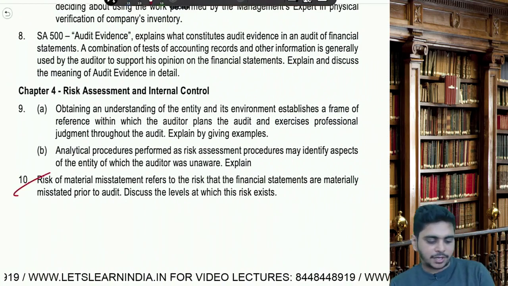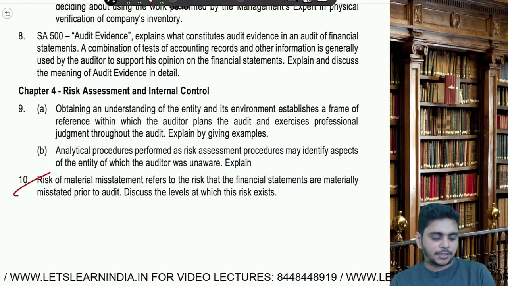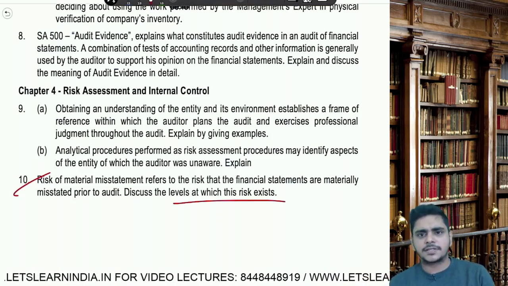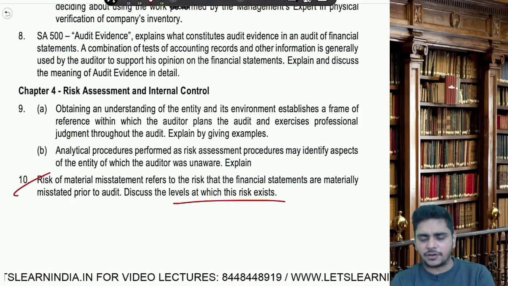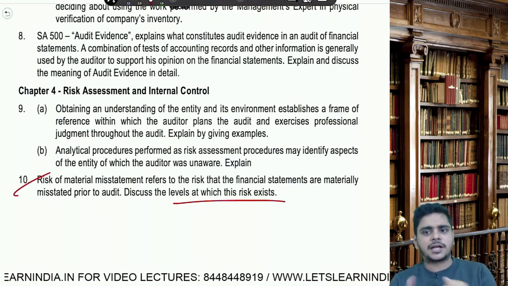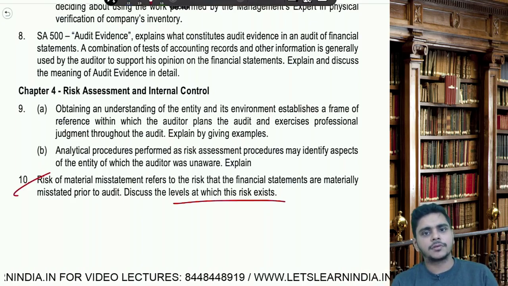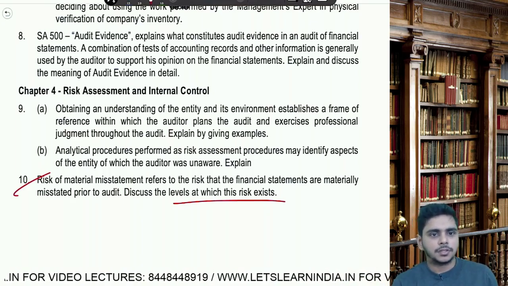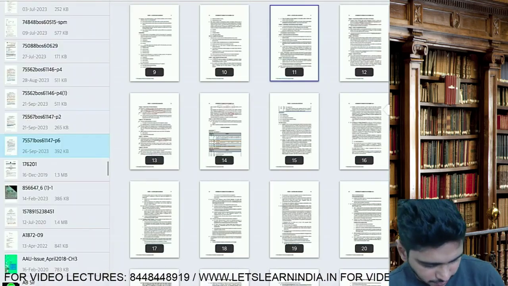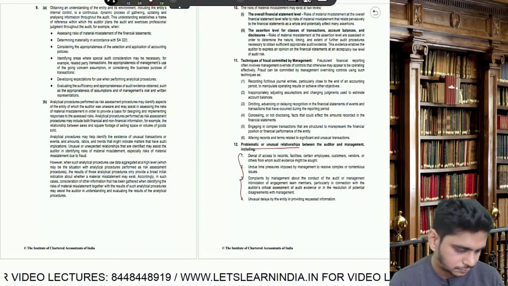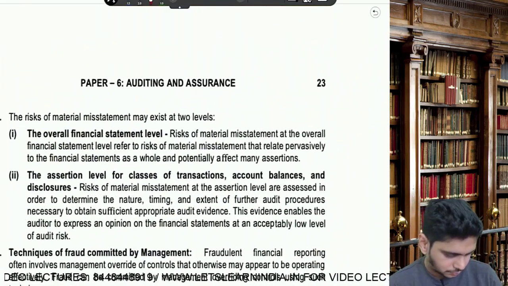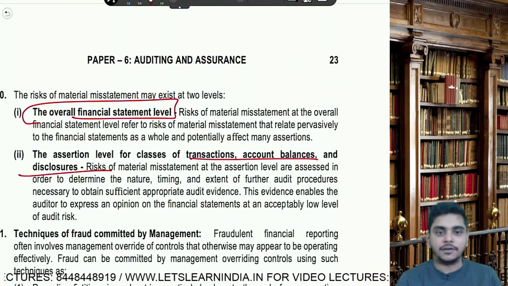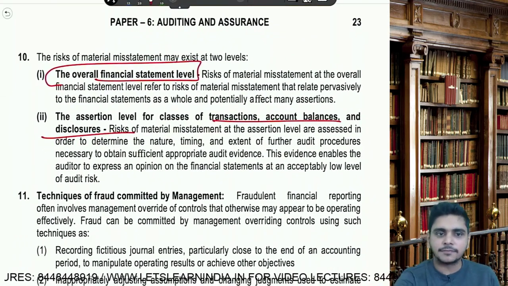Risk of material misstatement refers to the risk that the FS are materially misstated prior to the audit. Discuss the level at which risk exists. So risk exists at FS level and at TABD level, if you remember. FS level is overall level, TABD is transaction, account balance and disclosures. Now let's check the answer, 10th answer. Overall FS level and TABD level. Read this answer. We'll mark this.